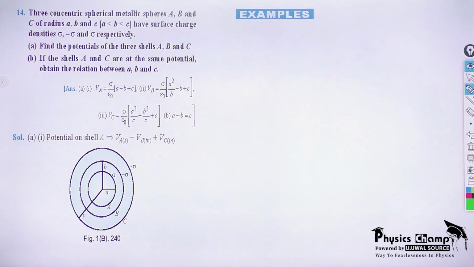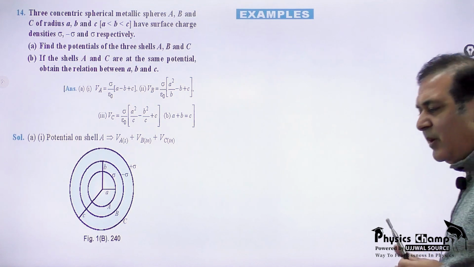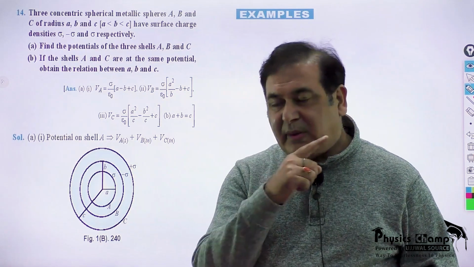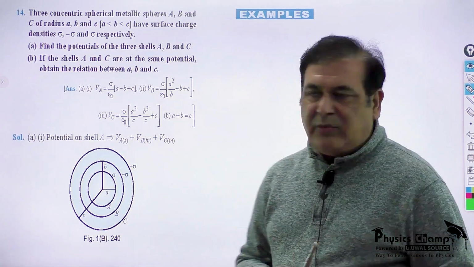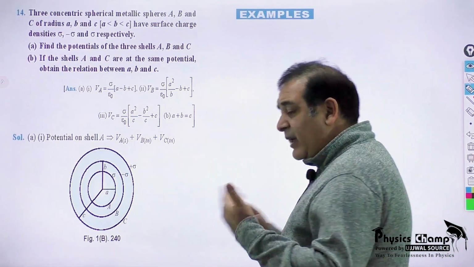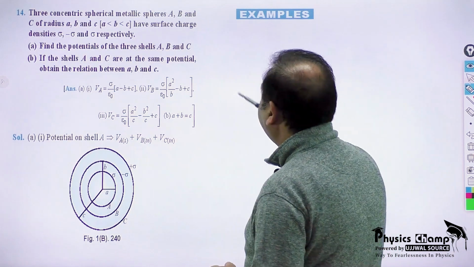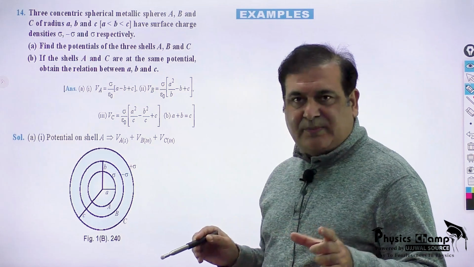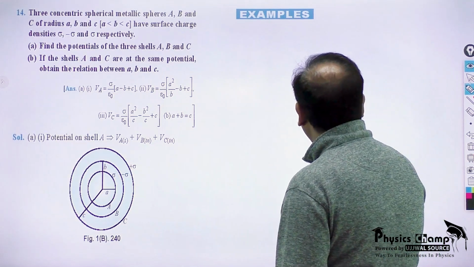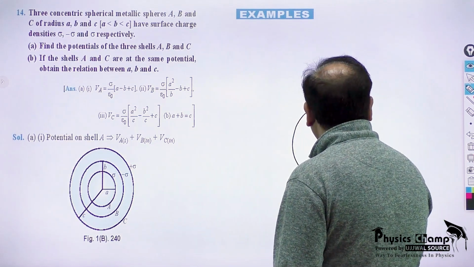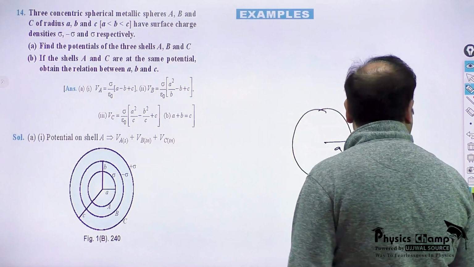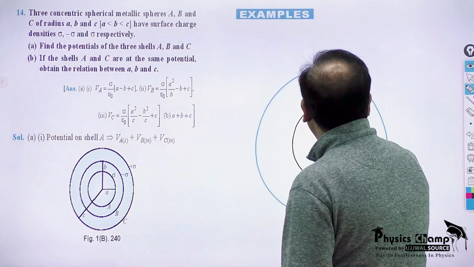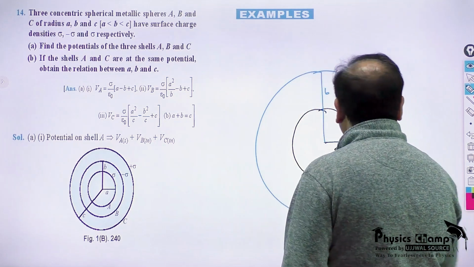I'll take question number 14 now after question number 12 because it is a similar kind of question on a similar concept. Question number 13 we'll take later. So in question number 14, it is just the next step of what we have done till now. We are told three different concentric shells. The inner shell is of radius A, the second shell is of radius B, and the third shell is of radius C.